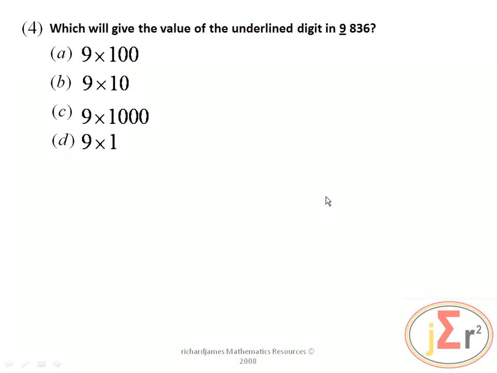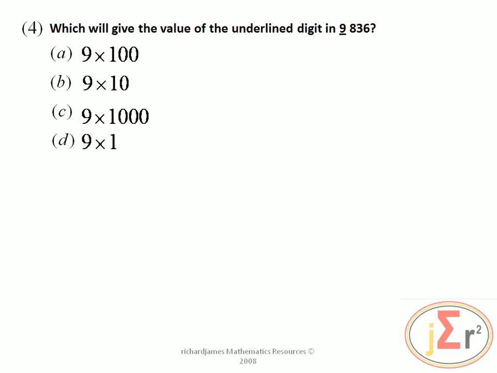Which will give the value of the underlying digit in 9,836. Well, the fact that I say 9,836 should tell you that the underlying digit, which is the 9, is 9,000. And of course, no problem seeing that option C is correct.